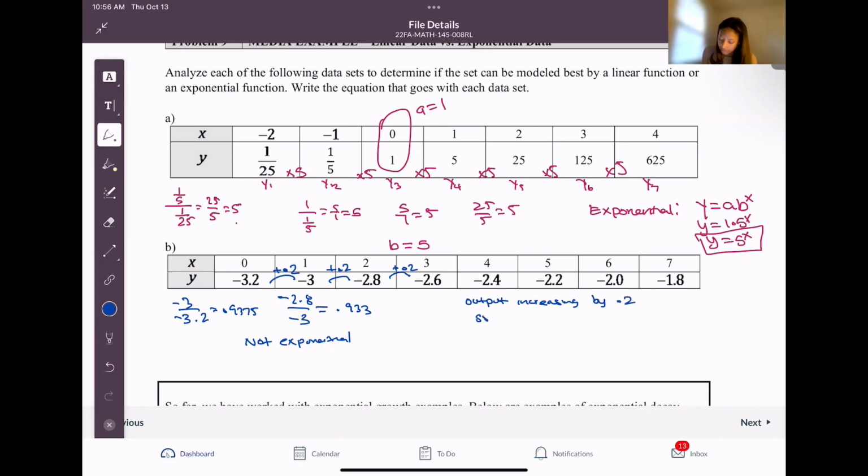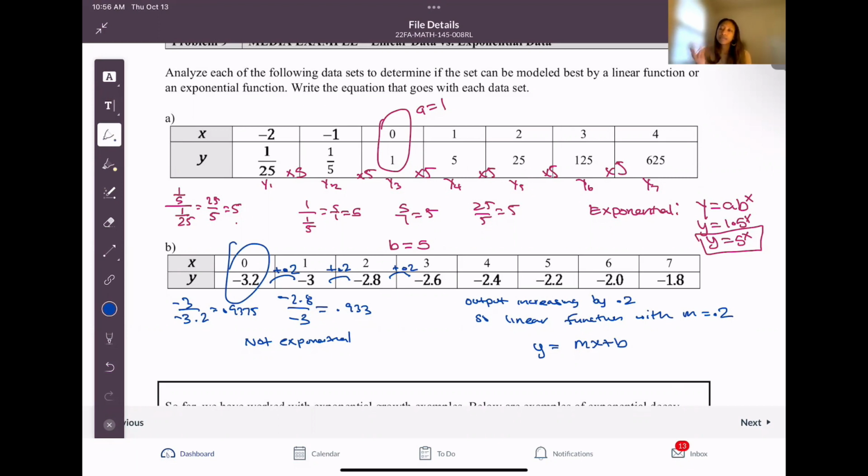So this is linear, and the slope is 0.2, with m equal to 0.2. All right, so write out this function. We need the equation y is equal to mx plus b. We found that m is 0.2. From the table, we see that b is equal to negative 3.2.